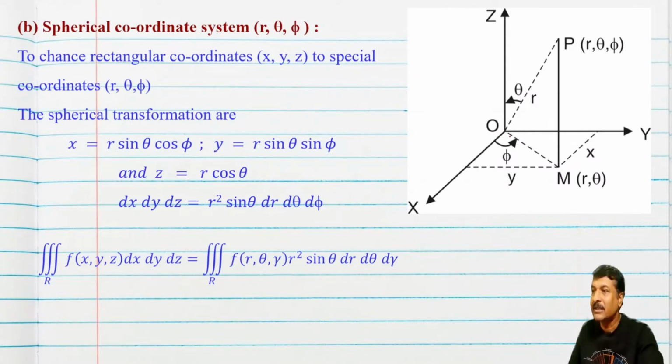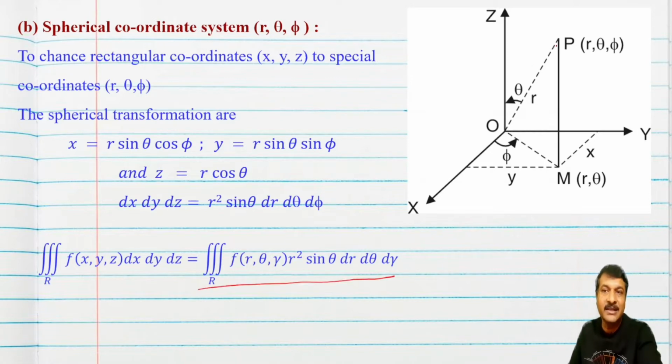Note that here, spherical coordinate system: r, theta, phi. To change rectangular coordinates x, y, z to spherical coordinates r, theta, phi, the spherical transformations are x equal to r sin theta cos phi, y equal to r sin theta sin phi, and z equal to r cos theta. Then definitely dx dy dz equal to r square sin theta dr d theta d phi.